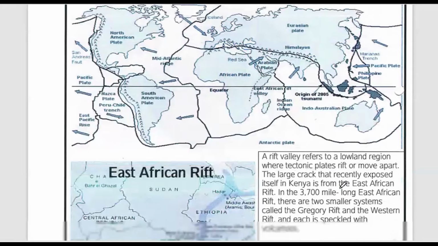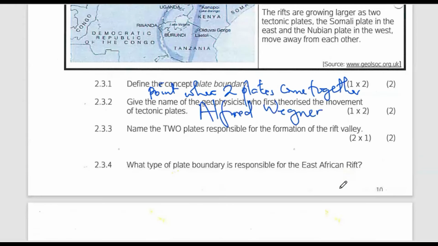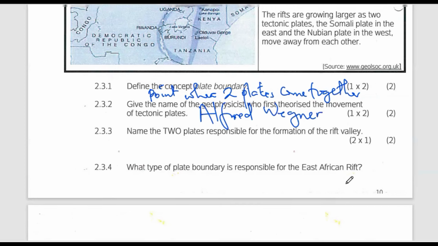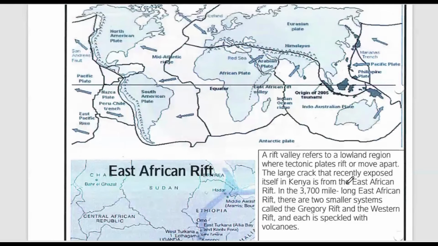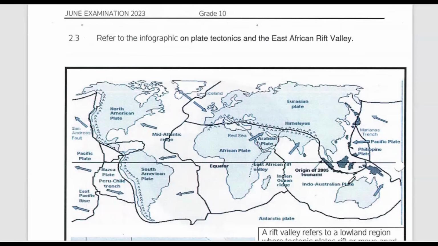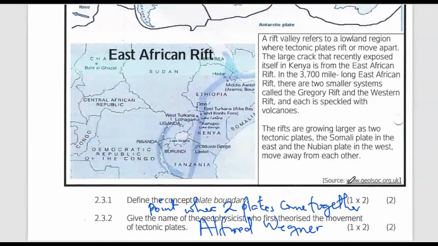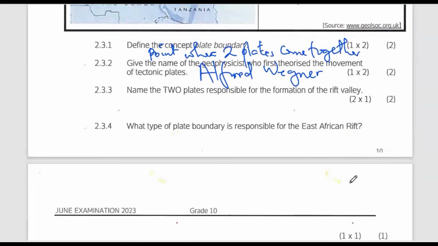Right. We move on to the next question. Name the two plates responsible for the formation of the Rift Valley. The Rift Valley, where is it? You can figure it out on the map and be able to highlight the two plates which are moving away from each other, creating the Rift Valley. If you check on your maps, it was clearly indicated. So the two plates here are the Somali and the Nubia. Those are the two plates.